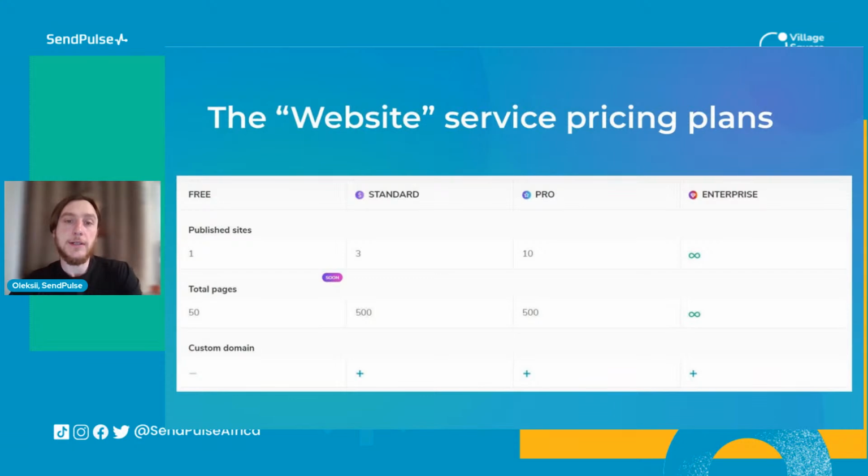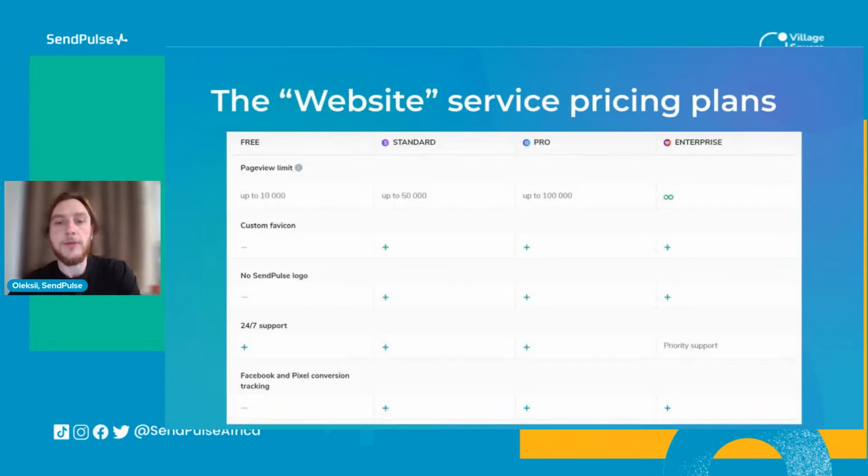So if you want to create just one page, maybe it will be enough for you to start with the standard. But we suggest pro because it also has bigger storage. But if you're a professional website builder, of course, for you it's better to use enterprise. So as you see, the plans have different numbers of pages and websites that you can actually launch.